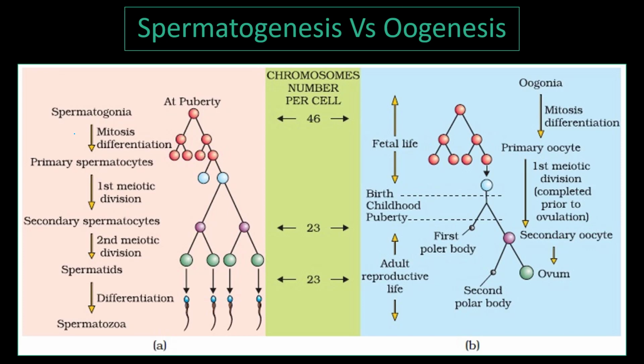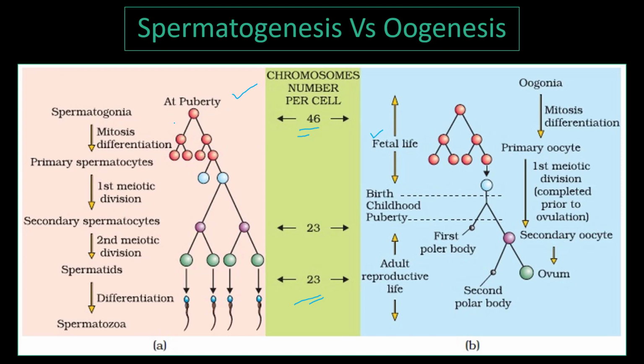Now let us compare spermatogenesis versus oogenesis. There are certain similarities, but there are also considerable differences in these two processes. As you can see, in both cases the cell that is going to start is diploid, having 46 chromosomes or 23 pairs of chromosomes, but at the end, the gametes are all haploid in nature. In the male, spermatogenesis begins at puberty, whereas in the female, the process starts at the fetal stage.